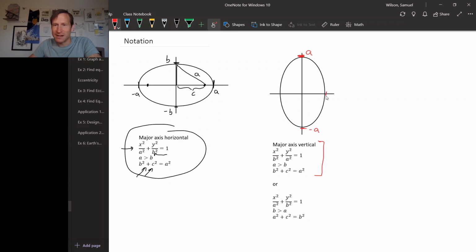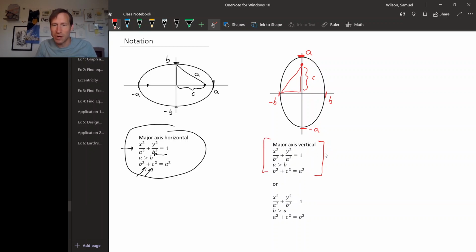And then your right-hand and left-hand points, those are on the semi-minor axis, those are on the minor axis, so that's B and minus B. And then you have your focus, your focal length, or your focal radius C with this right triangle sitting in here. Okay, and this is the option that our book uses.